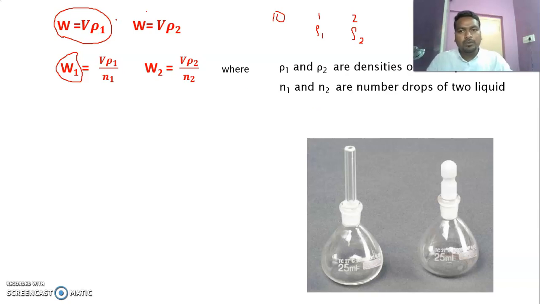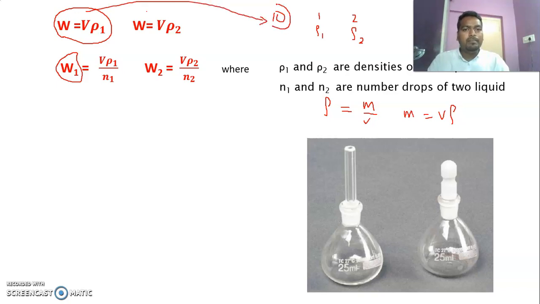Because, dear students, we have derived this relation by using this formula. We know that density is equal to mass by volume. This is a well-known formula. But what about mass? Mass is equal to volume into density. So this is the mass of, for example, 10 ml of volume. For example, the 10 ml produces around 20 drops. What is the mass of 1 drop?